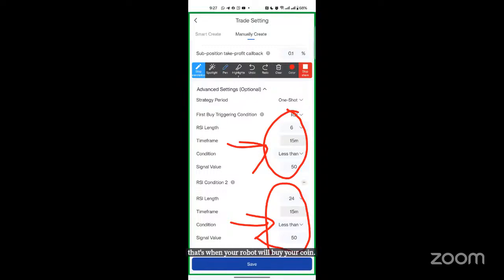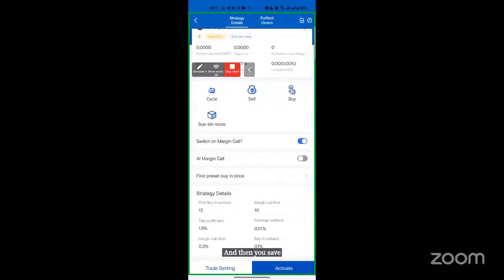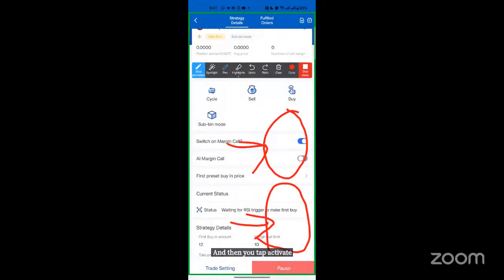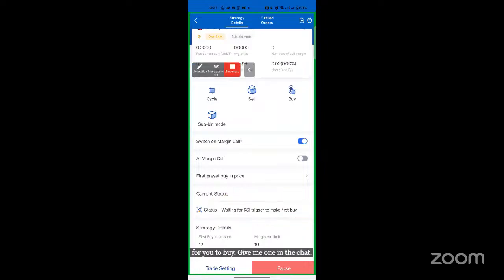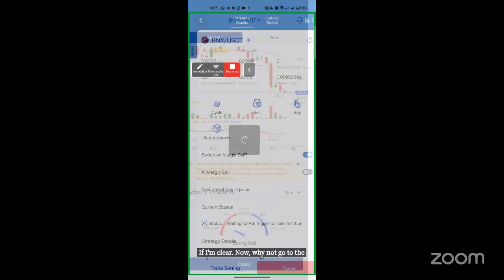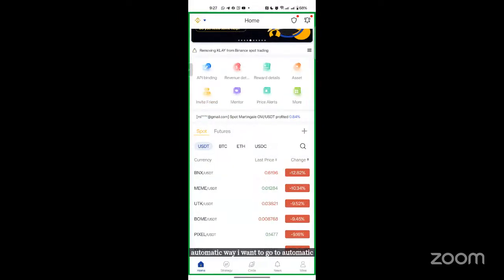If you have understood how to use the RSI, once you put in these settings, and then you save, and then you tap activate, this robot will not buy until the RSI has triggered those conditions for you to buy. Give me a 1 in the chat if I'm clear. Now I want to go to the automatic way. Give me 1 in the chat if I'm clear.